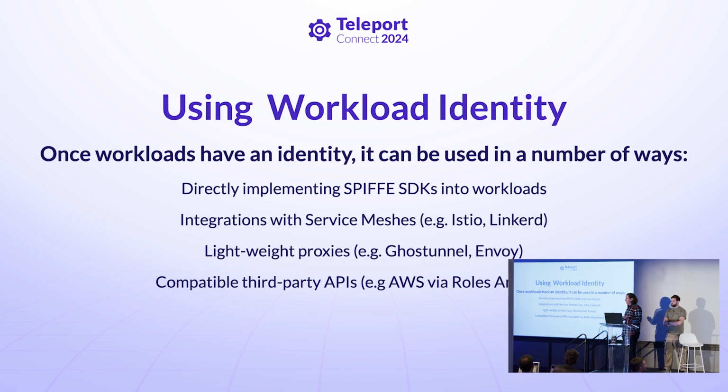Istio and Linkerd both have SPIFFE compatibility. We have things like Envoy that has SPIFFE compatibility now, and Ghost Tunnel, where if you have older workloads that no one wants to touch that code because we're really not sure what pillars would fall over, you can just stick a proxy next to it. We also have compatible third-party APIs. Like I mentioned earlier, AWS Roles Anywhere. GCP and Azure have similar things.